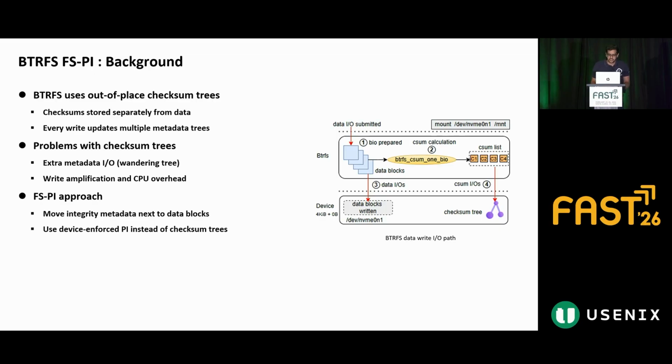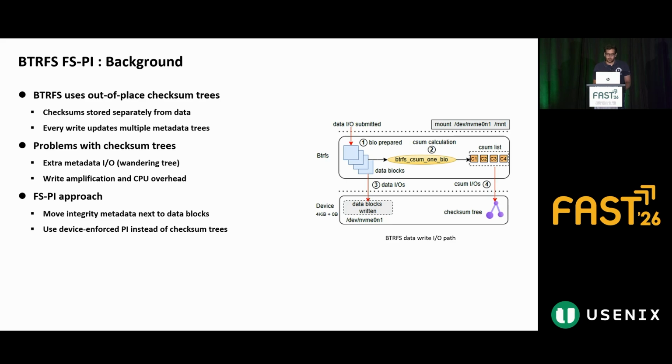So the first candidate that we choose is BTRFS. BTRFS is actually a great candidate to implement FSPI. BTRFS uses out-of-place checksum trees to implement the checksumming. So checksums get stored separately from the data, and every data write will result in updates to multiple metadata trees.